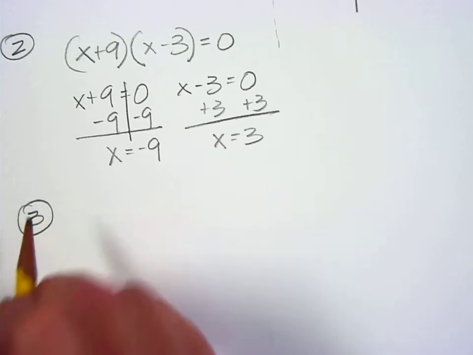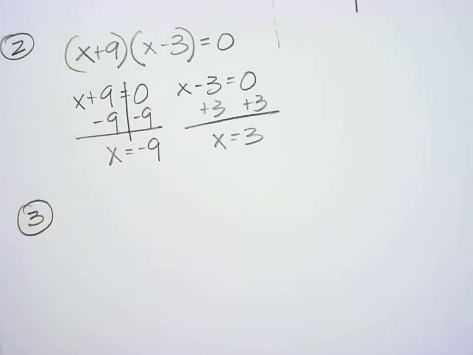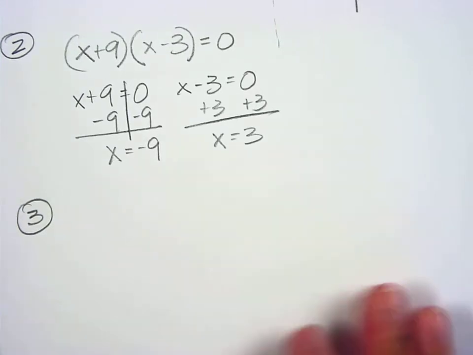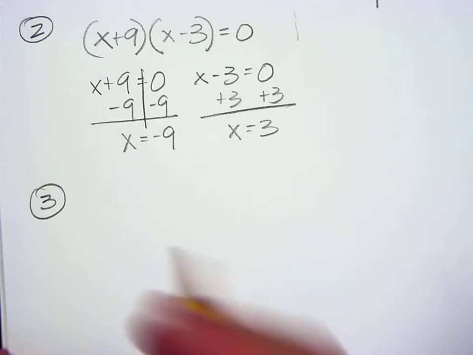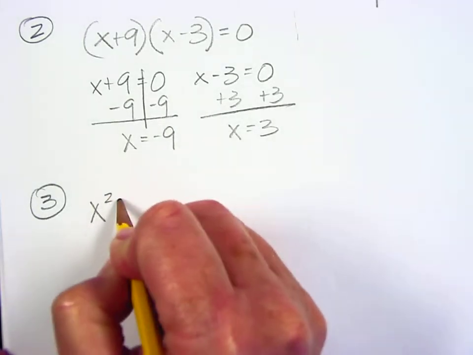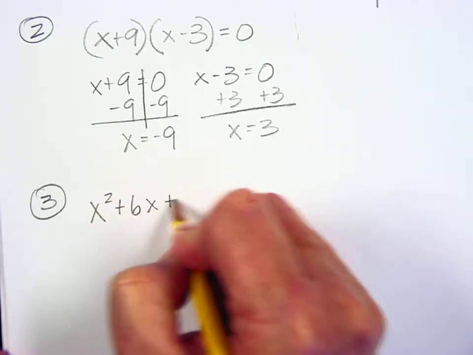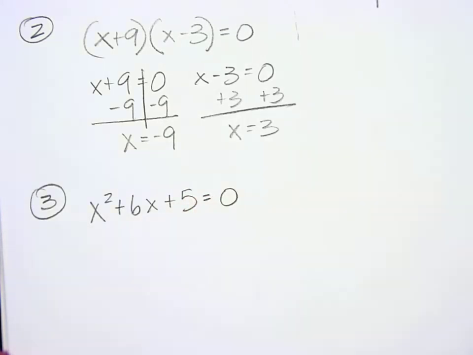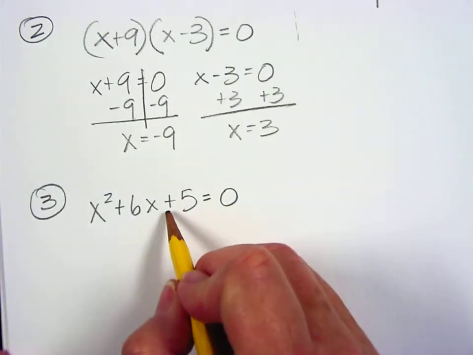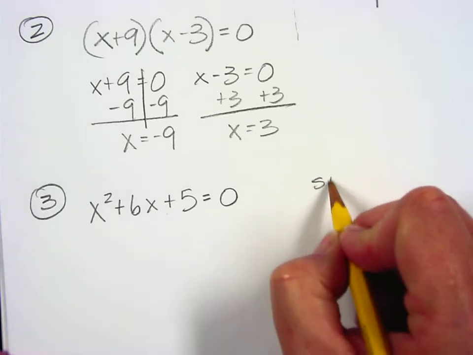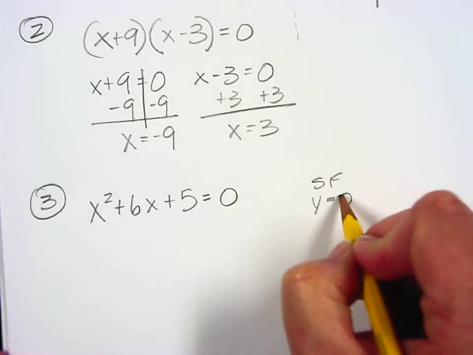Now remember, our directions say solve it by factoring or completing the square. If you're given a choice, factoring is easier. If factoring doesn't work, we'll complete the square. Hint, hint, factoring's going to work because I say so. All right, we're going to factor this. It's in standard form. Y equals 0.